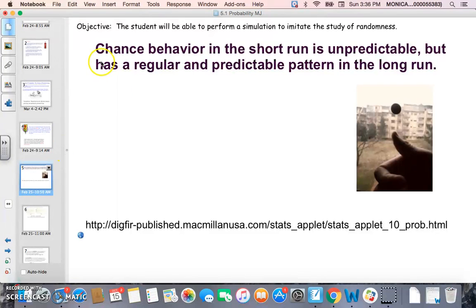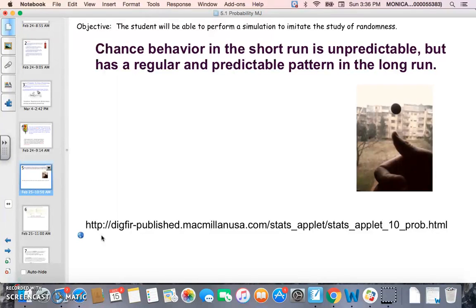Another is that chance behavior in the short run is unpredictable, but it has a regular and predictable pattern in the long run. And so that's how many times you're actually going to do a simulation. We call that repetition.